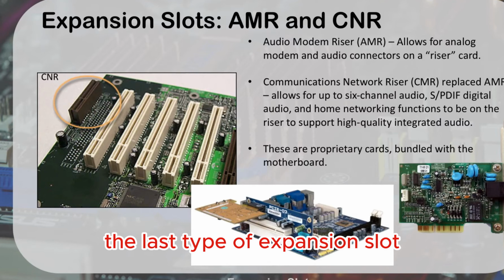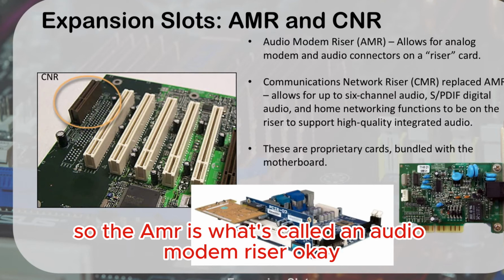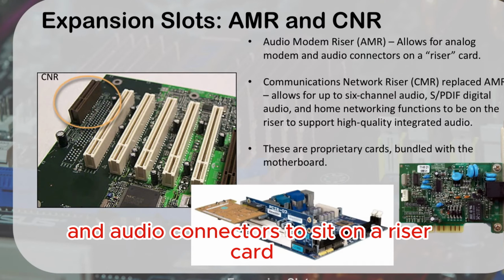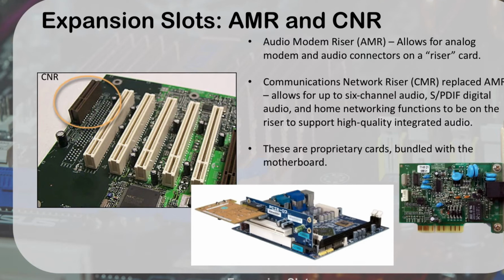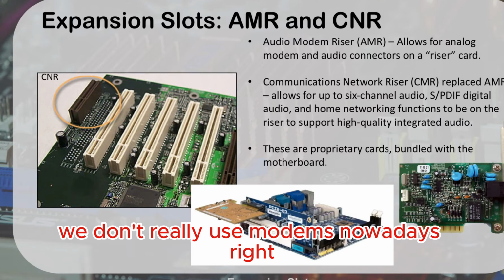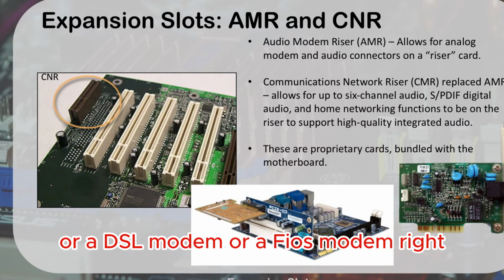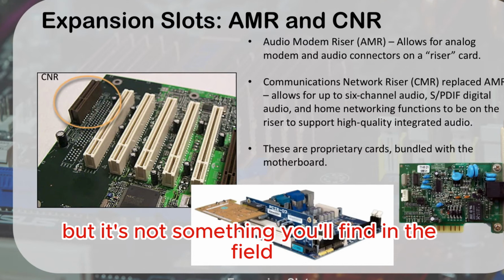The last type of expansion slot we're going to talk about is an AMR and a CNR. So the AMR is what's called an audio modem riser. Okay, it allows for analog modems and audio connectors to sit on a riser card. Now, how often do you think you're going to use an AMR, considering it has a modem in it? Probably not at all, because this is the year 2016. We don't really use modems nowadays, right? Unless they're a big external modem or a DSL modem or a Fios modem, right? So it's something that will come up, but it's not something you'll find in the field.